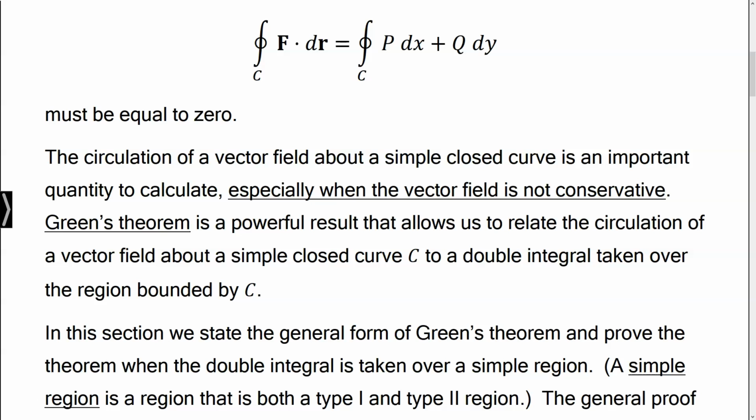Okay. So what if we had a non-conservative vector field? That's what we're really interested in. In that case, it's not really clear exactly what would be the best way to evaluate one of these. You have to set up a parameterization. It might be really messy. It might not be so nice. So what Green's theorem is going to do is give us a result that relates the circulation around this simple closed curve to a double integral taken on the region inside, so the region bounded by the curve.